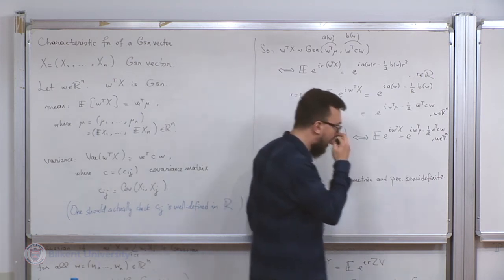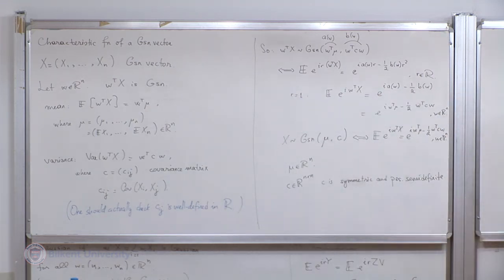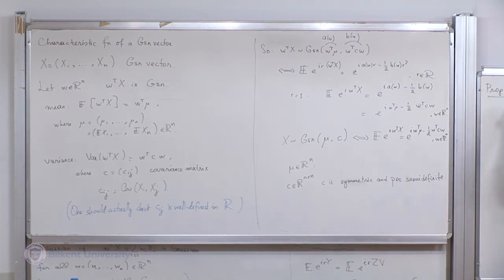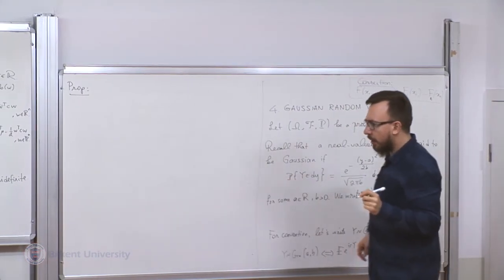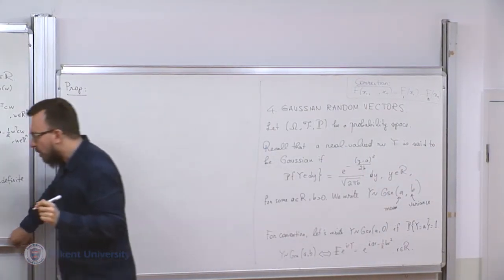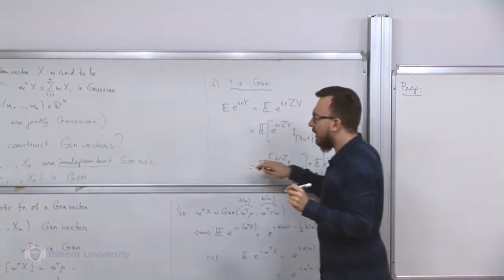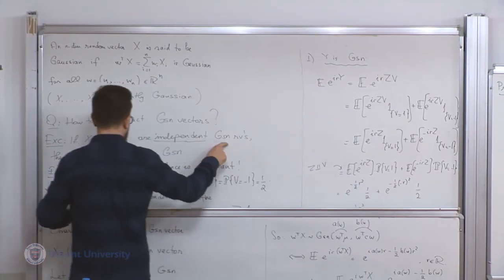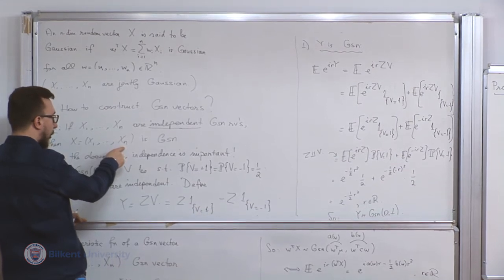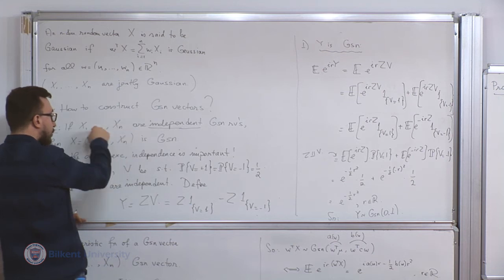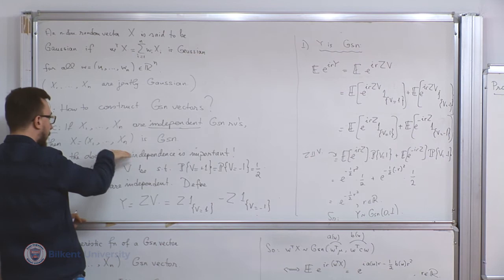And using this fact, you can prove some nice result. Okay. So where was it? Okay. So there was this exercise which says that if you have independent Gaussians, together they form a jointly Gaussian vector. And if you have Gaussian random variables with some dependence, they might fail to form a Gaussian vector.